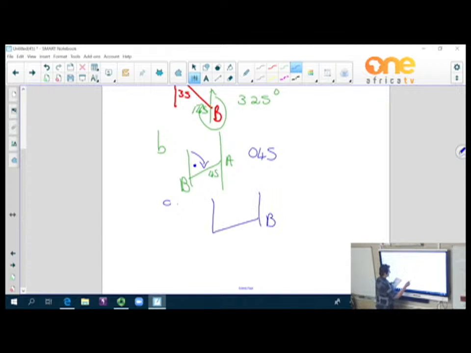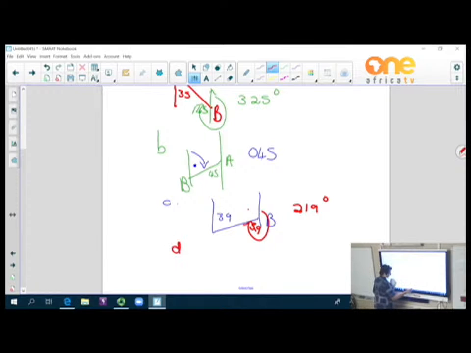Number C. There's my B. This one is 39 degrees. So what do I want? This is the bearing that I want there. The reason this little one is also 39 here is alternating angles, or you can find that one by saying 180 plus 39, which gives 219 degrees.